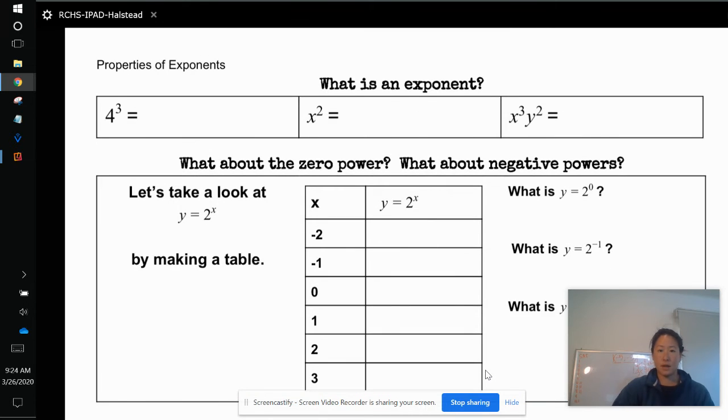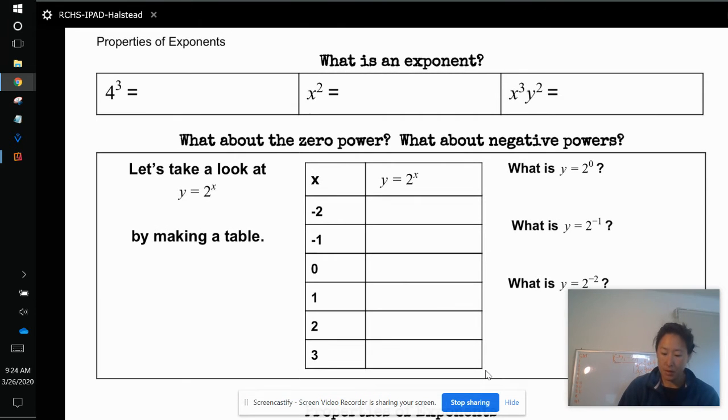Hi everyone, we're going to look at exponents today. So first off, what is an exponent? An exponent tells me how many repeated factors we're going to multiply together. So we're going to start off with 4 to the third power.